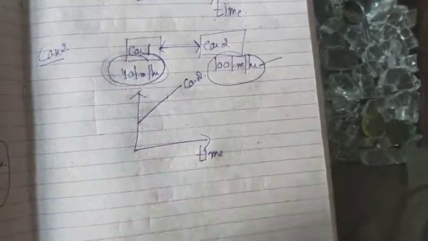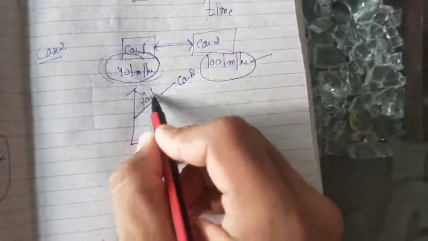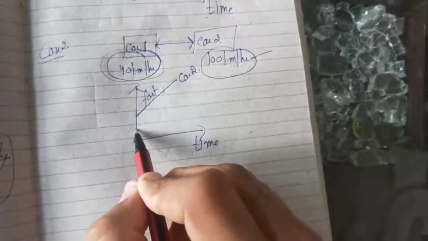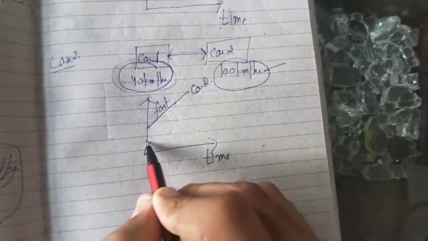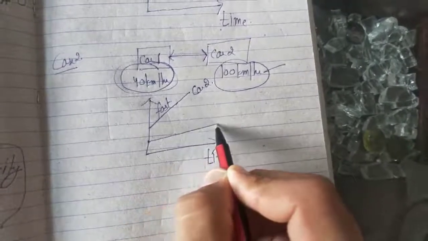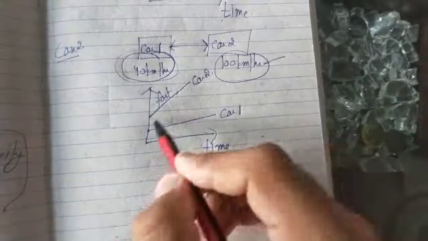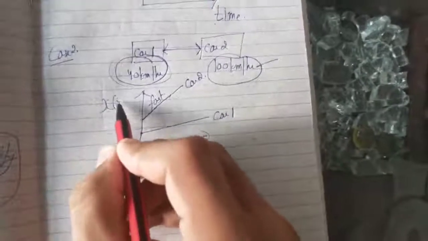Okay, so this will be the distance. It will be fast, and there is already a gap, so we have to start the graph from car here. We have to show some gap, and it would be slower, and the slow slope is like this, car number 1. So they will never meet. So this is the distance in meter.